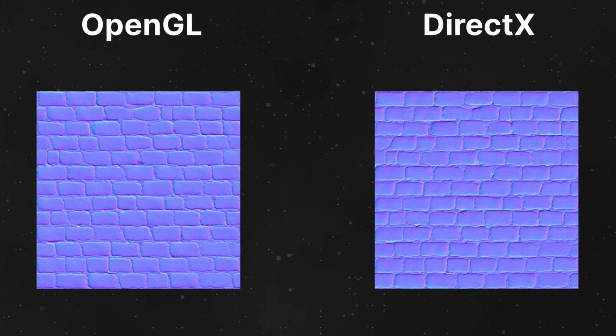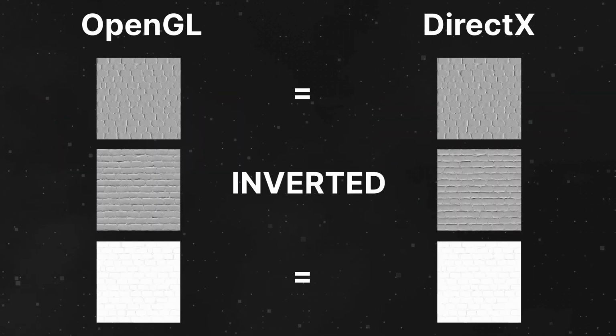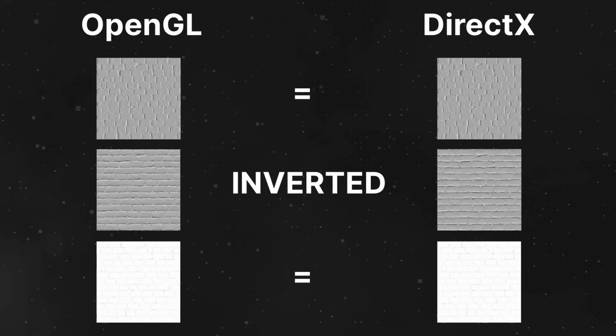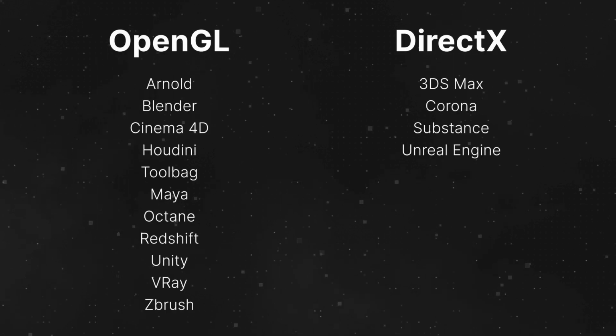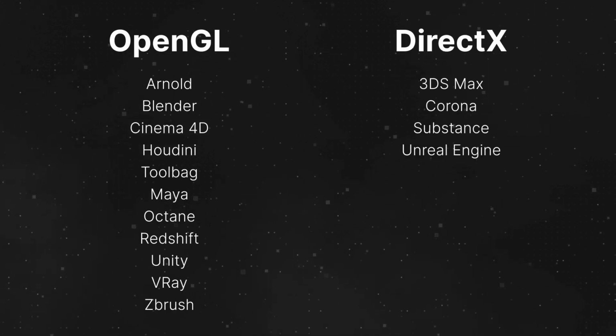All normal maps are divided into types, OpenGL and DirectX. The only difference between them is that the green channel is inverted in the one compared to the other. But this is no problem, and you can easily convert one type to another just by inverting the green channel. And on the screen you can see a list of which programs need which normal maps.